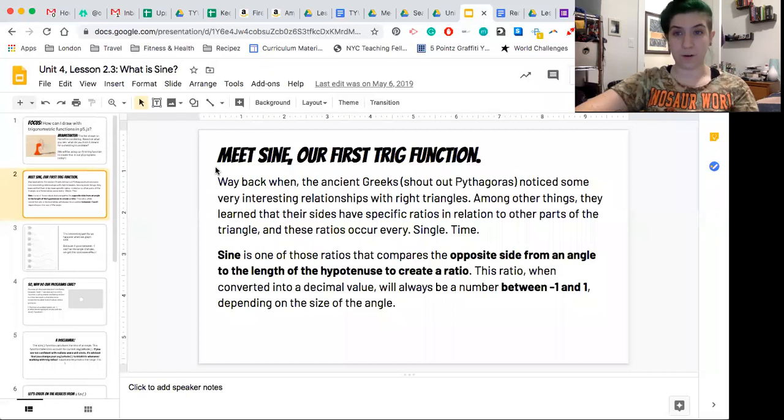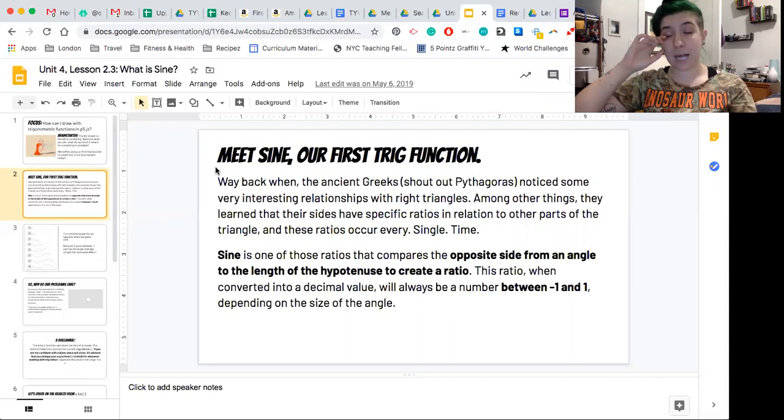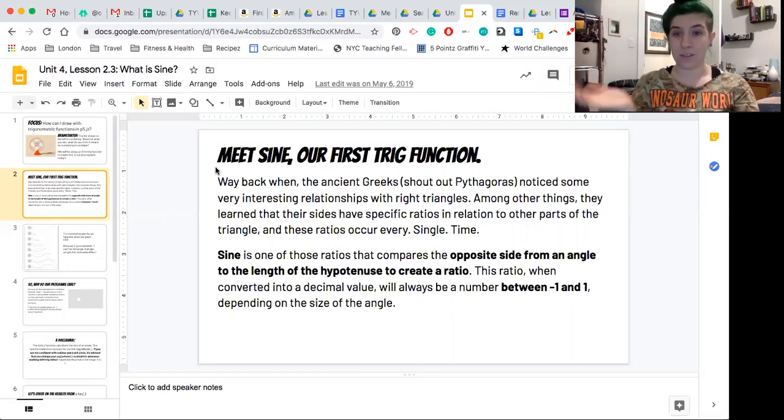very first trig function. Way back when, the ancient Greeks noticed that there were some interesting relationships in right triangles, and among those things, they learned that sides have specific ratios, and that those ratios occur exactly every single time. Sine is one of those ratios that compares the opposite side of an angle to the length of the hypotenuse to create a ratio. So it is taking in an angle, it's returning a ratio. And when that ratio is converted to a decimal value, it's always going to return something between -1 and 1.